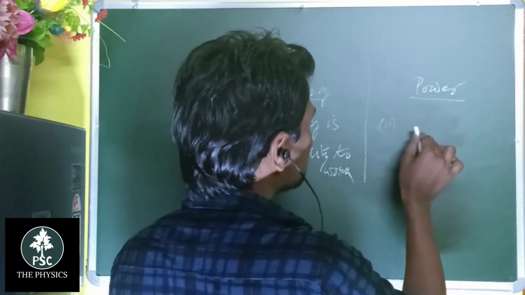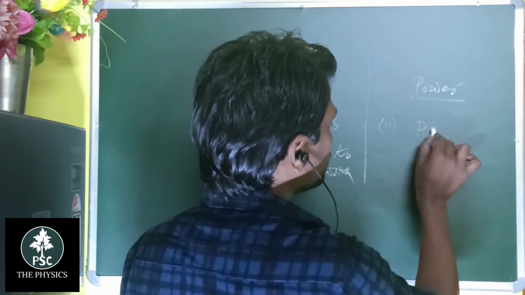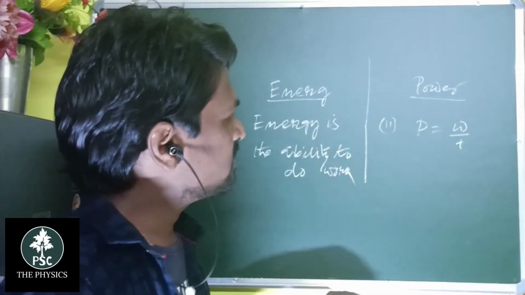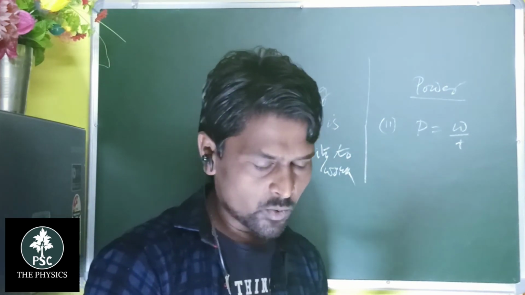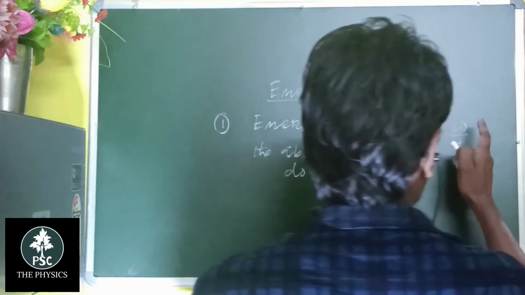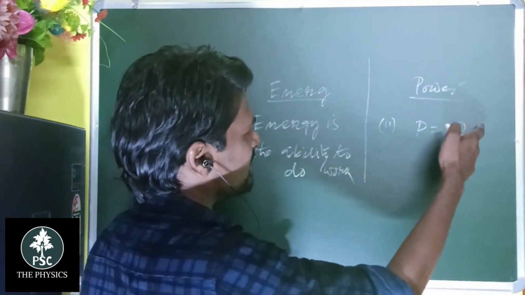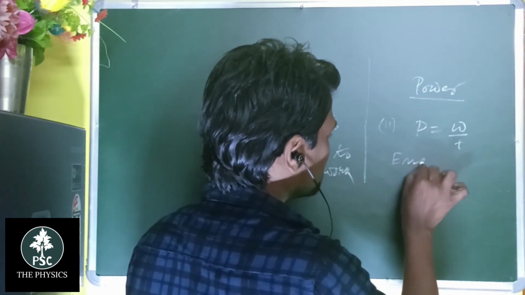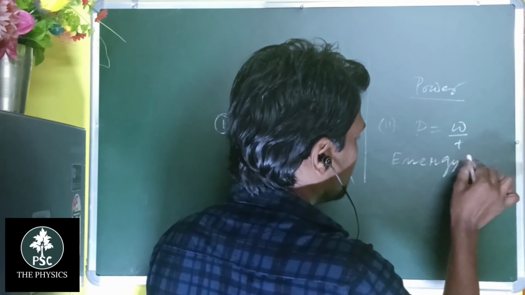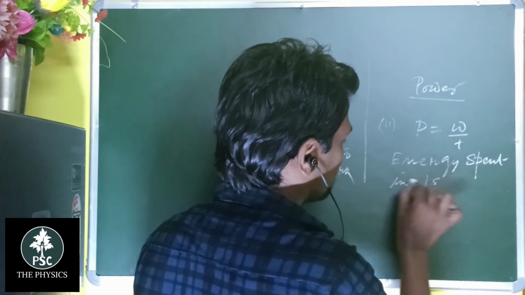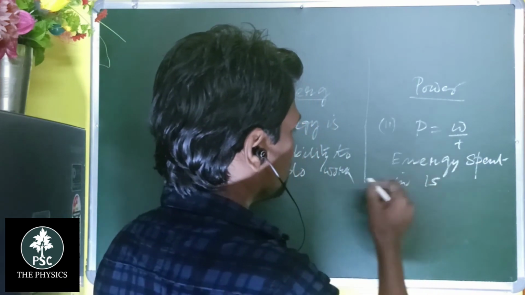So power equal to work done by time. How fast you can do some work. Okay. So power of a source is the energy spent. So work is somehow related with energy. So power equal to energy spent in 1 second. This is called power.